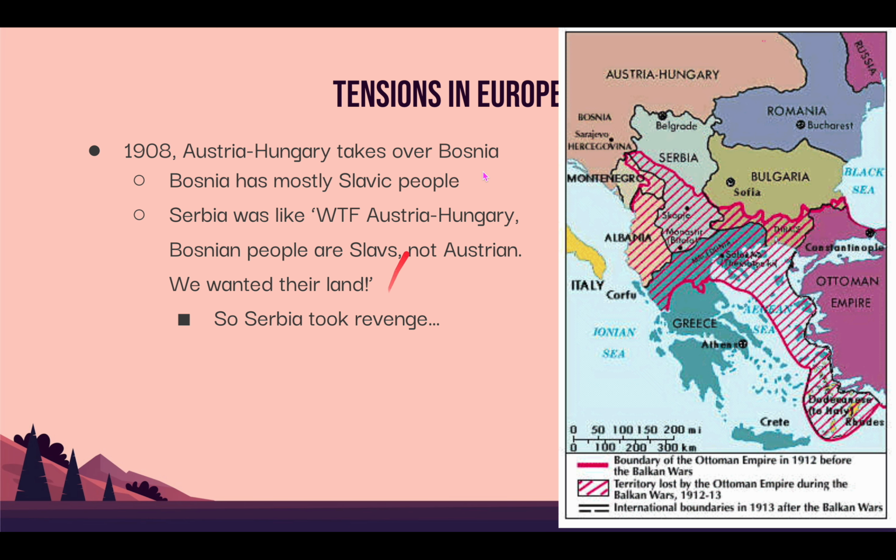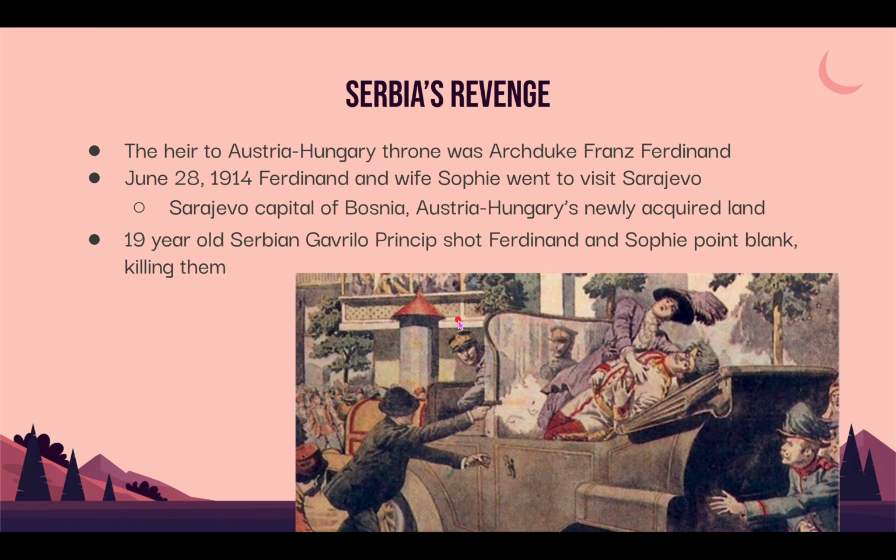In 1908, Austria-Hungary takes over Bosnia, which is this land right here. Bosnia has mostly Slavic people. Serbia was furious with Austria-Hungary. Bosnian people are Slavs, not Austrians. We wanted their land. So Serbia took revenge.